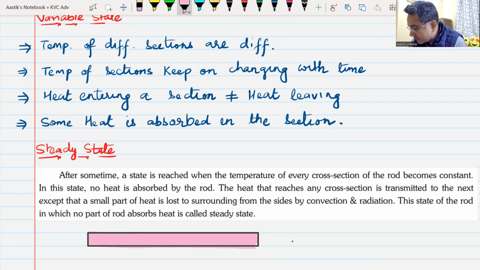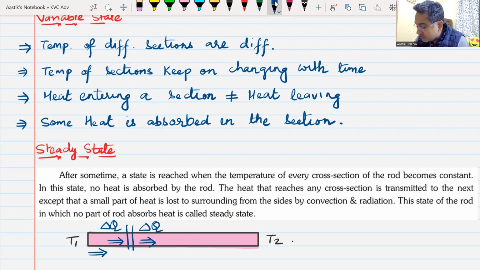I am drawing again. Now when the rod comes in steady state, what happens? If I take any section of the rod, whatever amount of heat enters it, delta Q, the same amount of heat leaves it, delta Q. The amount of heat which leaves the end one, delta Q, the same amount of heat will enter or leave section B. That state is known as the steady state. Do we understand this? Yes, sir. Steady state. I'll give you 2 minutes to note this down.